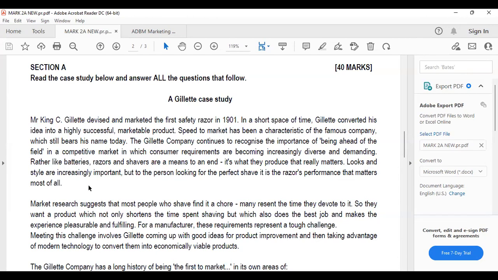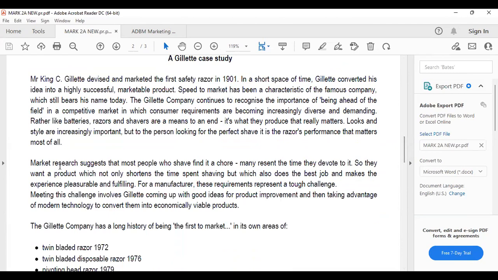So in terms of performance, the razor, the product, was rated highly as being a perfect shave. And you can see here that the product has gone through the stages.